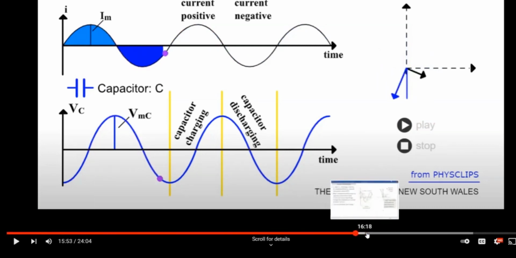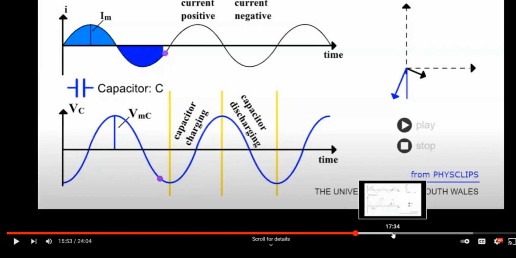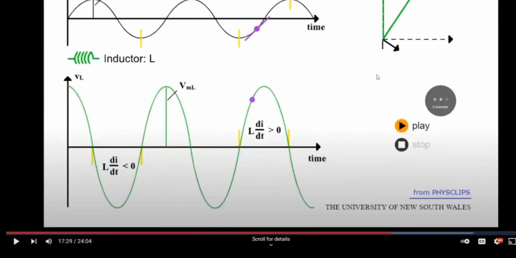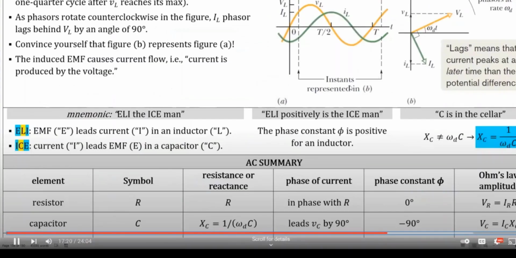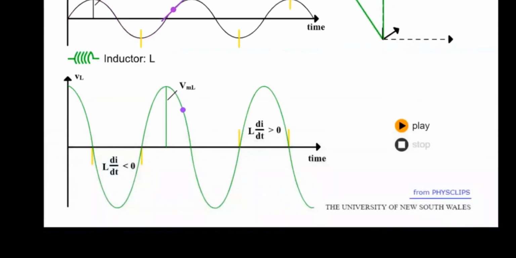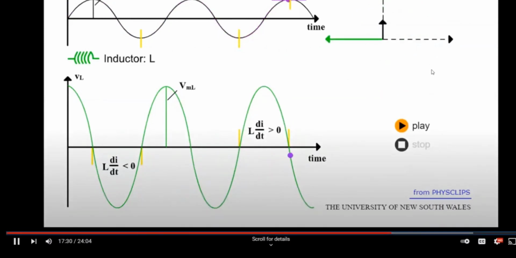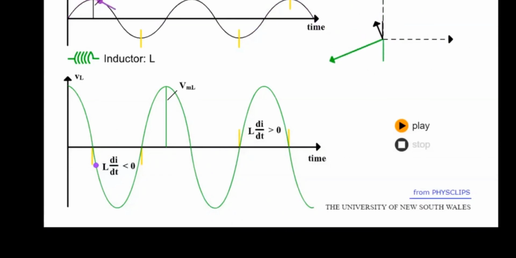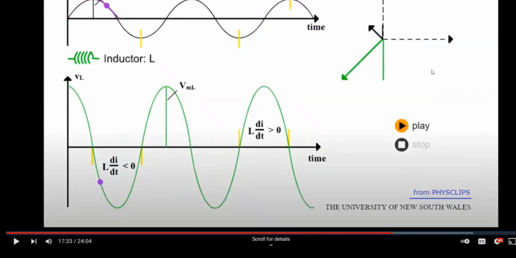So last but not least, let's look at what happens when an inductor is subjected to an AC circuit. Here's the animated phasor diagram for an inductor's current and voltage. The black phasor represents current and the green phasor represents voltage. They both rotate counterclockwise, which is the convention. You're thinking this looks just like a capacitor, but the difference is this green vector is leading the current vector.